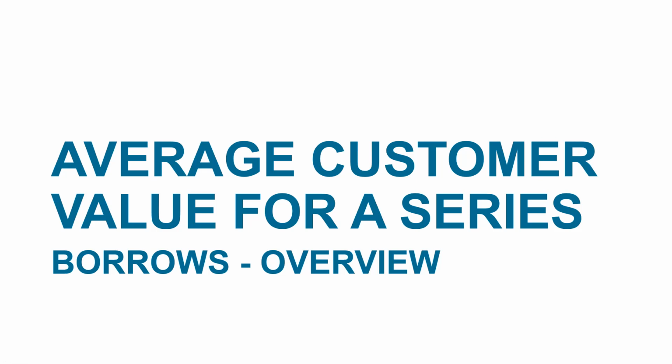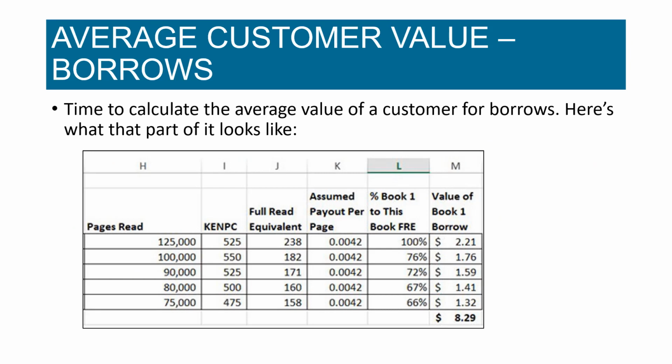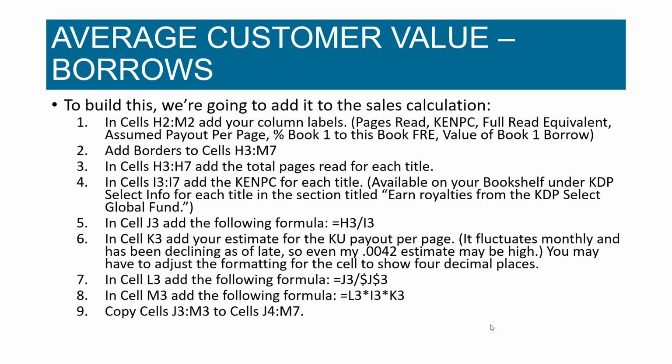In this video, we're going to continue calculating our average customer value for a series by incorporating borrow activity. So this is only relevant for titles that are in KU. Here's what this half of it looks like. Instead of using units sold, we use pages read and the number of KENPC assigned to a title. And then we calculate a full read equivalent and give it a value and total our value. These are the steps we're going to follow.